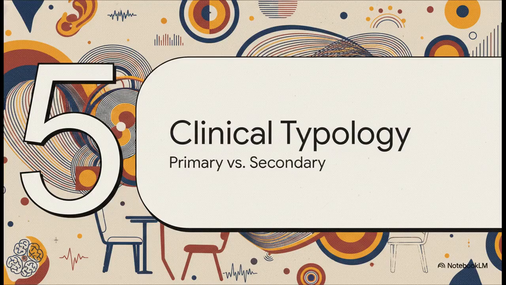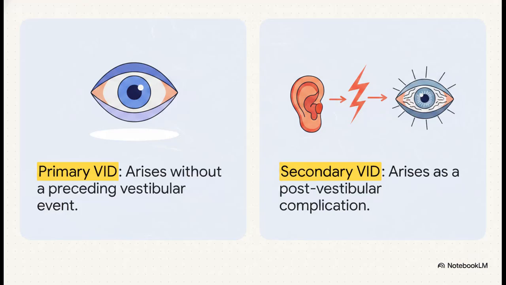Next up, Section 5, Clinical Typology, Primary versus Secondary Presentation. VID generally falls into 2 distinct categories in the clinic. First, you have primary VID, meaning it arises completely de novo without any preceding vestibular event whatsoever. Then, much more commonly, you have secondary VID. This develops as a complication after a peripheral vestibular disorder. We see this a lot in patients with incomplete vestibular compensation following an acute event. This distinction is absolutely vital because it has direct prognostic and therapeutic implications for how you're going to map out their rehab.